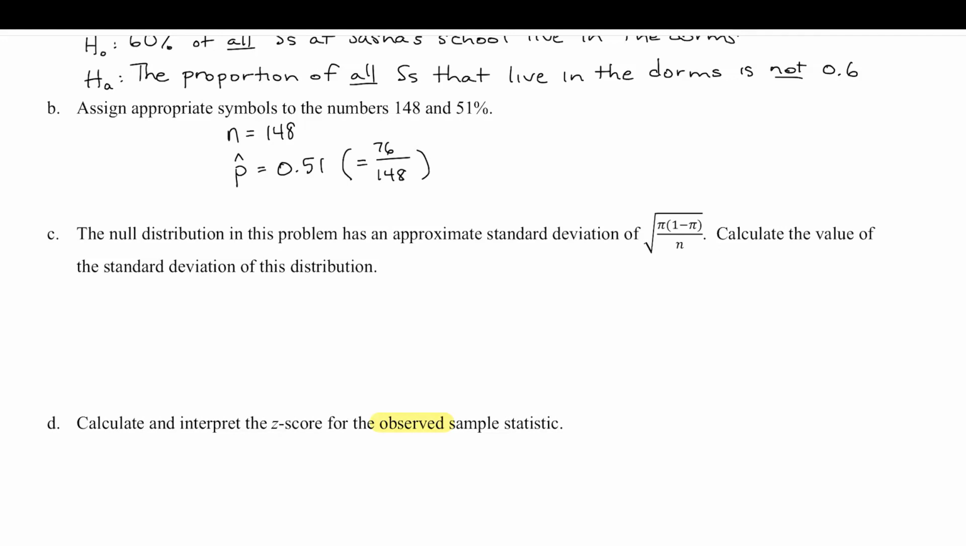I apologize for that. Okay, so they want us to calculate this square root. Question is, what number do we put in for pi, right? We know that n is 148. We just did that in part B. But what about pi? Remember that sometimes in class I've put a little subscript 0 on this. That is, pi is the value that's assumed for the parameter in the null hypothesis. So we're going to put a 0.6 times 1 minus 0.6 all over, again, n, the sample size is 148.